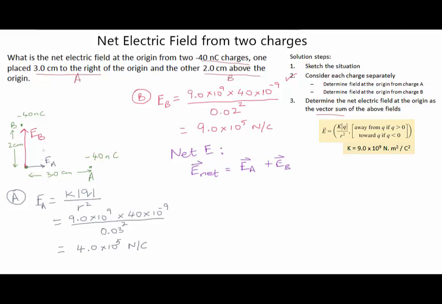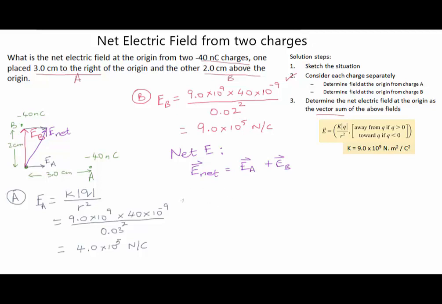I got to add them as vectors. To add them as vectors, I've got to slide the tail of EA to the tip of EB, or the other way around. And then the final answer would be from the original tail to the final tip. So this diagonal line would be E net, the net electric field at the origin from charges A and B. All right, how do we determine that? So given that we got a two-dimensional situation over here, I've got EB that's vertical, EA that's horizontal, and E net, which is diagonal over here.